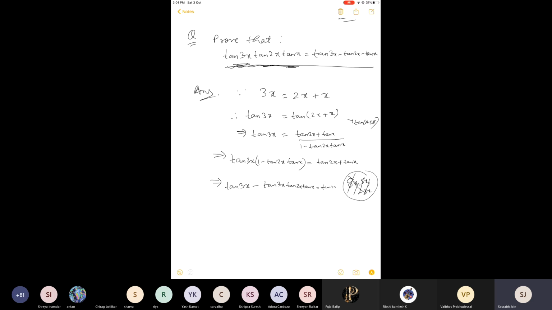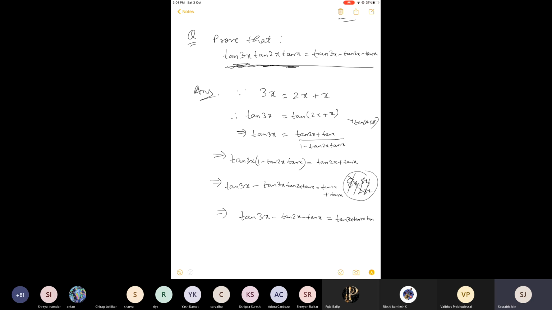In the next step you will get the answer. How? Whatever terms are present on the right hand side, you shift them to the LHS. So tan 2x is with positive sign, so it will be transposed here with negative. Similarly tan x will become minus tan x, and this term on the LHS, the product of these three tangents, shift this to the right hand side. Why we are doing so? Because that is what we have to prove.